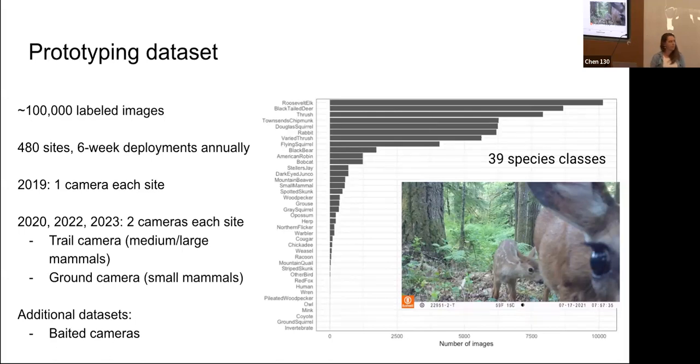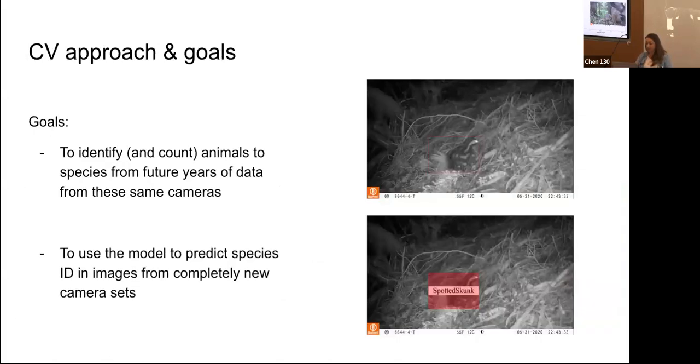I also incorporated some data from additional projects. We have collaborators also doing camera trap projects in Western Oregon, and they've contributed some photos to this as well. Some of those are slightly different setups where they have bait stations, so there will be different backgrounds and fields of vision and cameras in our data. But we want this model to be applicable not just to our same cameras in future years, but also to new, out of sample sites, so we thought it was important to include other data sets. Just a basic species ID goal here.